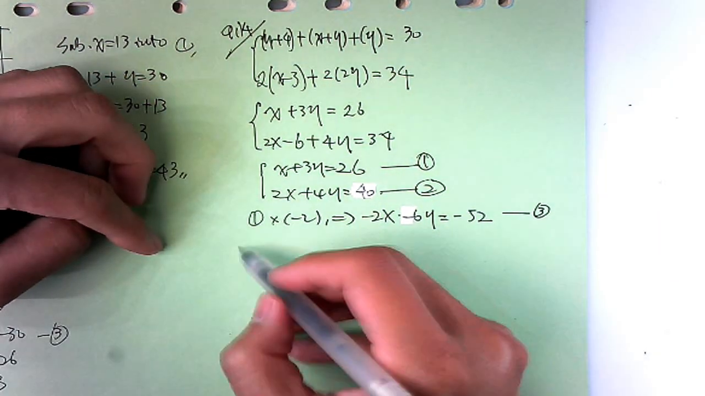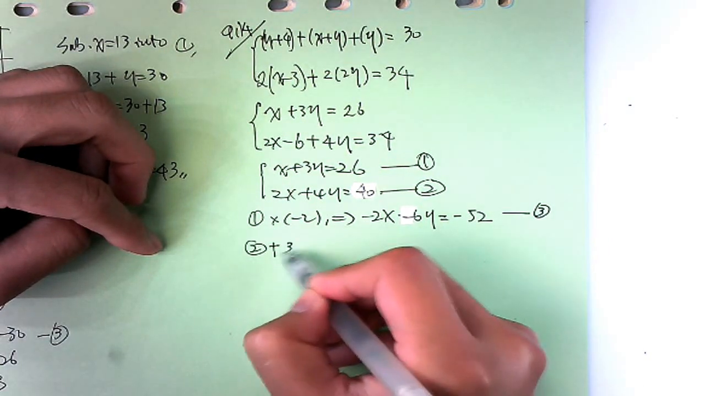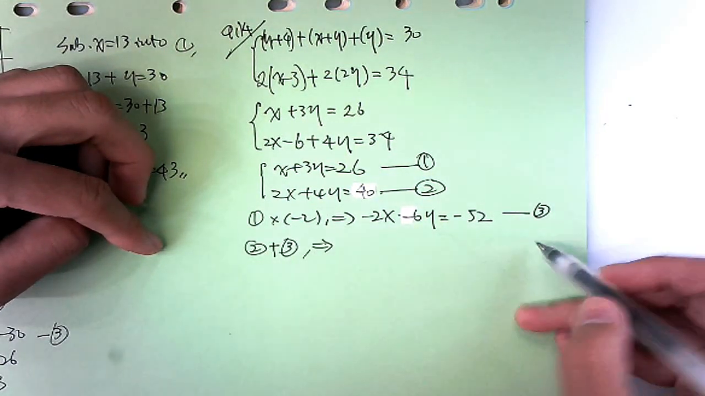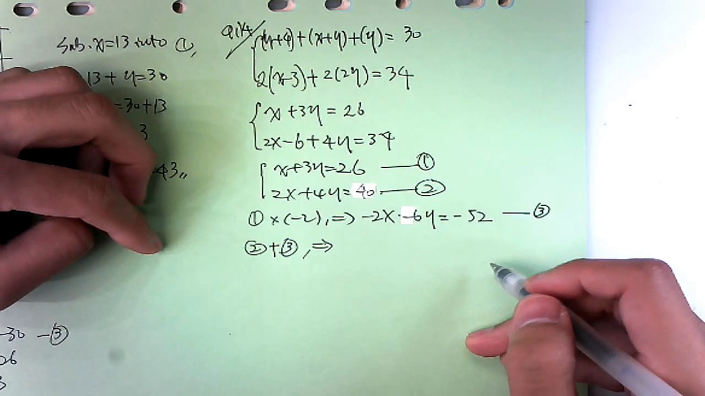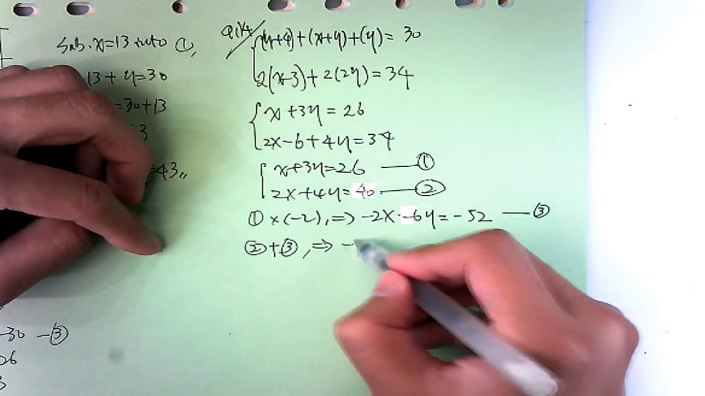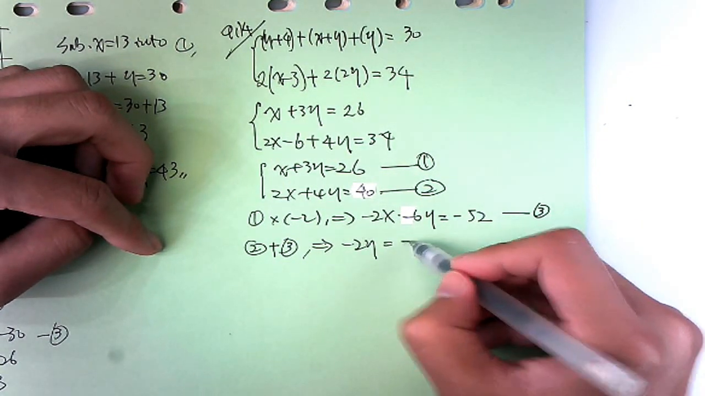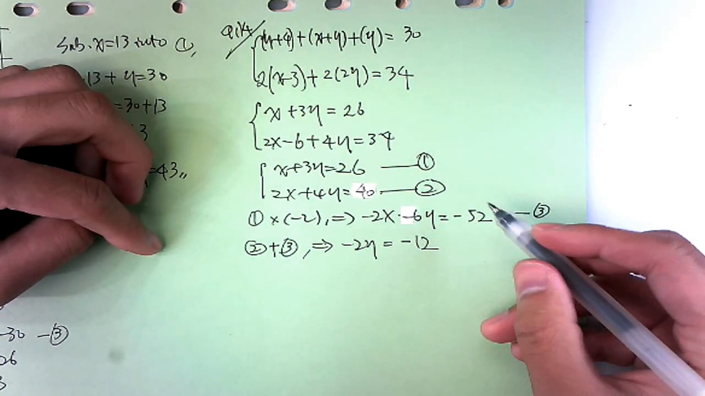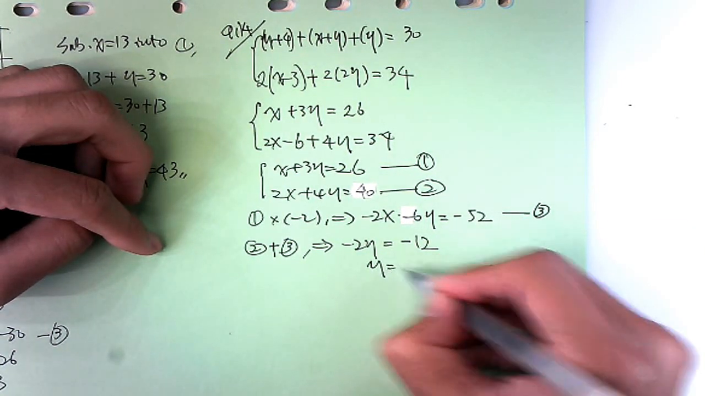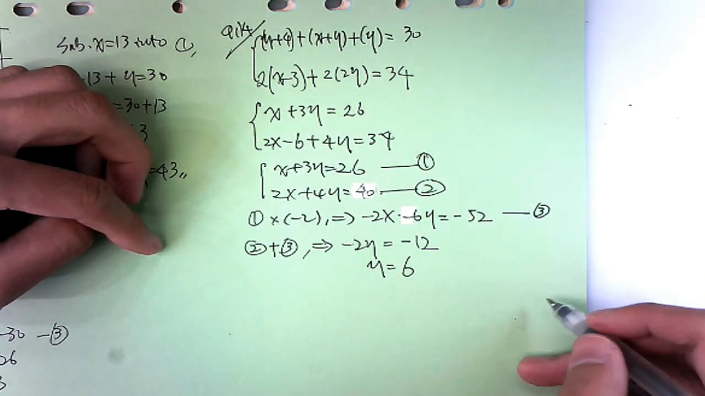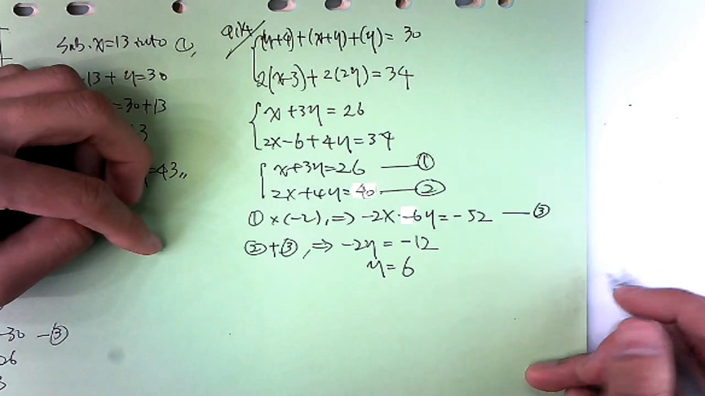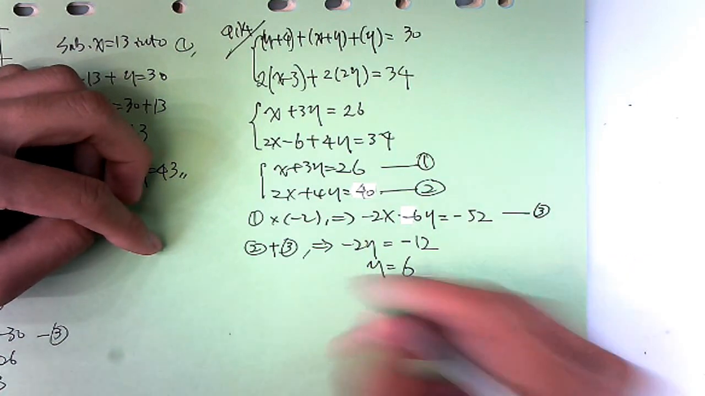Understand? So do 2 plus 3. What do you have? X is eliminated, right? Then y minus 6y, that is minus 2y, equal to minus 12. Divide both sides by minus 2, you get y equal to 6. y equal to 6. And then you have to calculate the x.